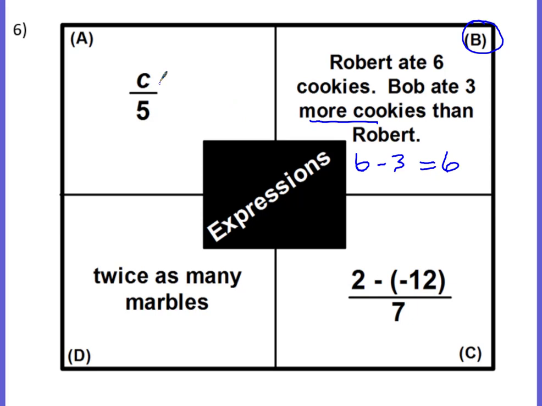C divided by 5, this is an expression. Remember, expressions do not have equal signs. Equations have equal signs. Twice as many marbles. We don't know an equal amount here, so that is an expression. And answer choice C, there is no equal, so it is an expression. Now, if it had said equals 12, then that would be an equation. But it didn't say that, so we have an expression.